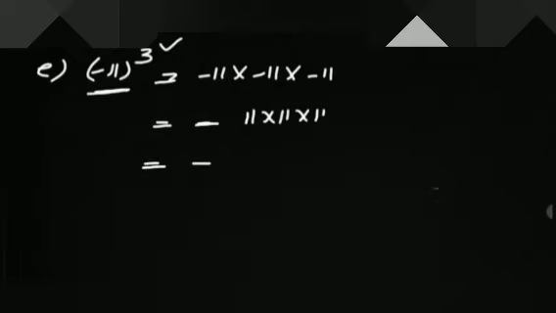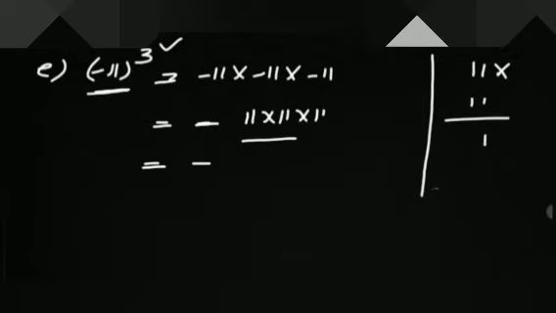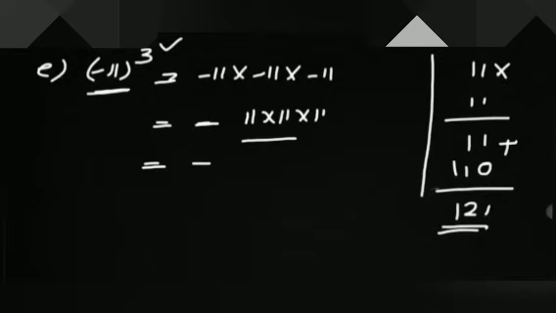So, negative 11 into 11. First, find out 11 into 11 in the working column. 1 ones are 1. Plus, put a 0 down the first digit. 1 ones are 1. So, 1, 2, 1 is equal to negative 121 into 11, isn't it? Okay, please try to find out this product, 121 into 11.